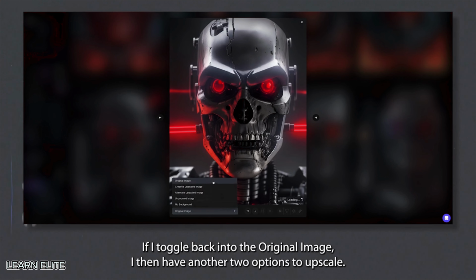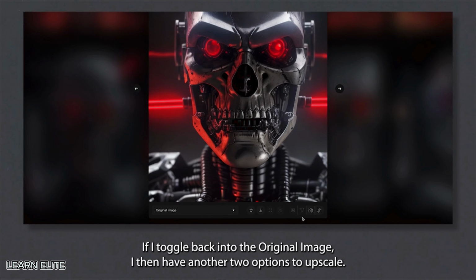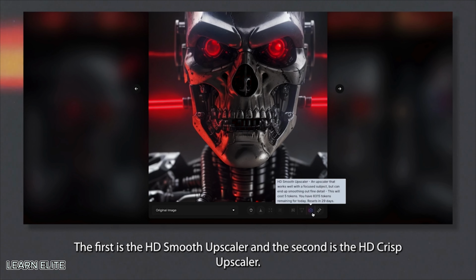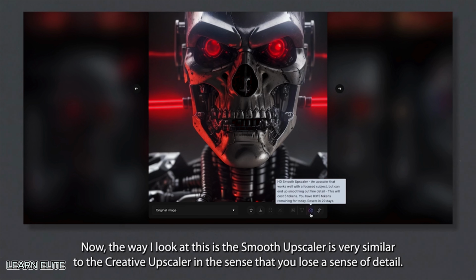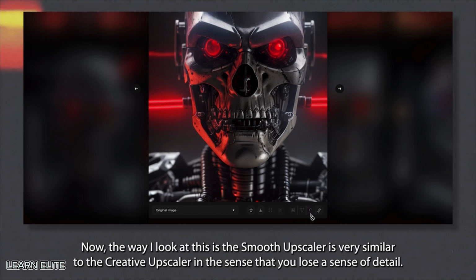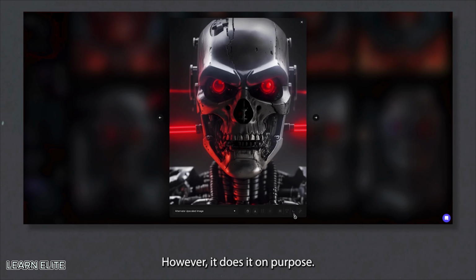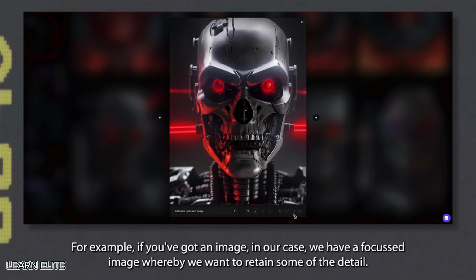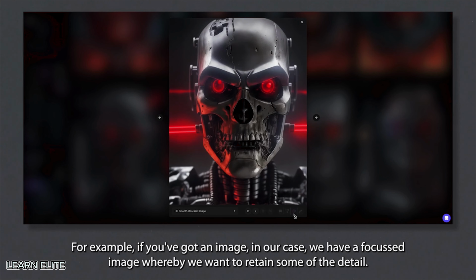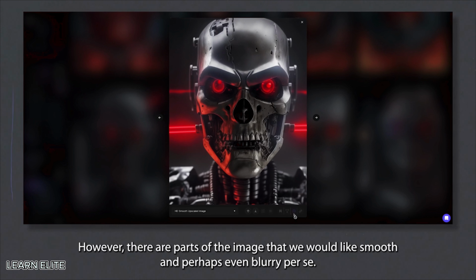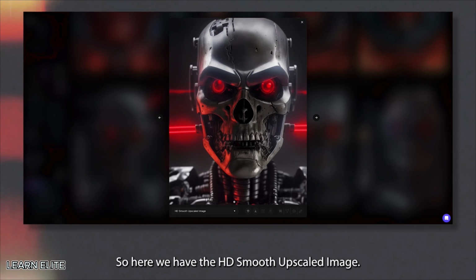If I toggle back into the original image, I then have another two options to upscale. The first is the HD Smooth Upscaler and the second is the HD Crisp Upscaler. Now, the way I look at this is the Smooth Upscaler is very similar to the Creative Upscaler in the sense that you lose a sense of detail. However, it does it on purpose. For example, if you've got an image, in our case we have a focused image whereby we want to retain some of the detail. However, there are parts of the image that we would like smooth and perhaps even blurry per se. So here we have the HD Smooth Upscaled image.